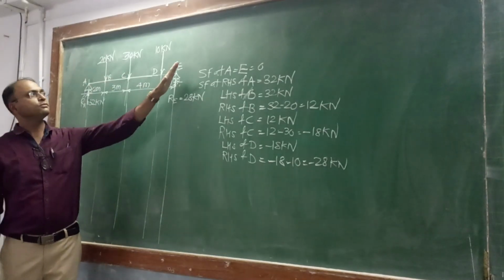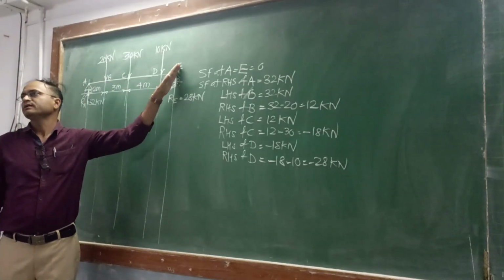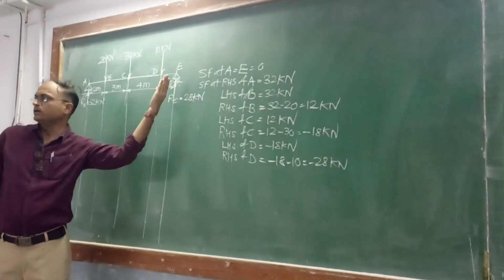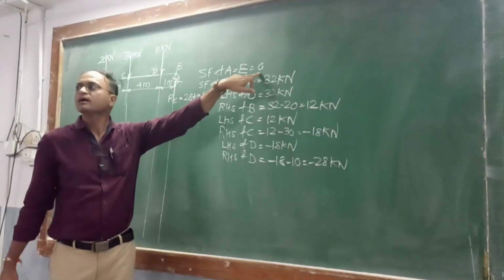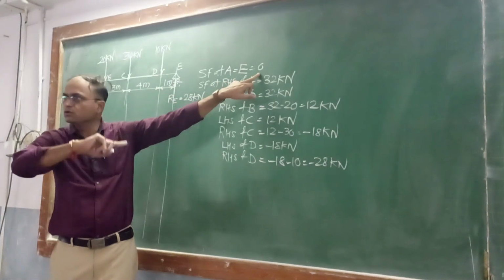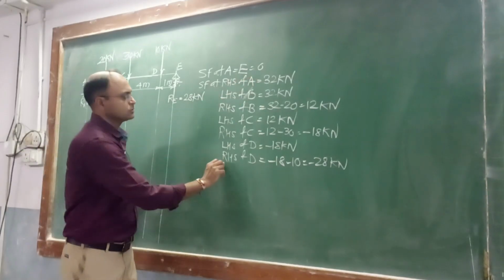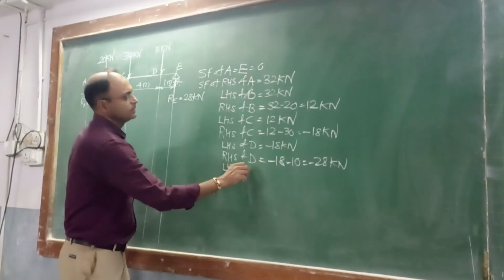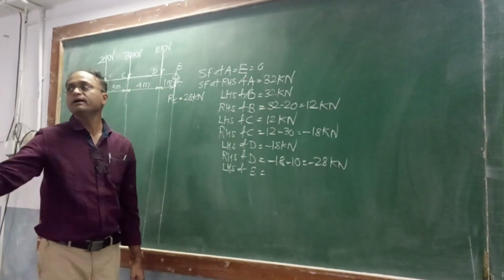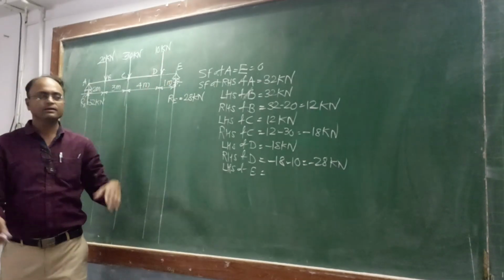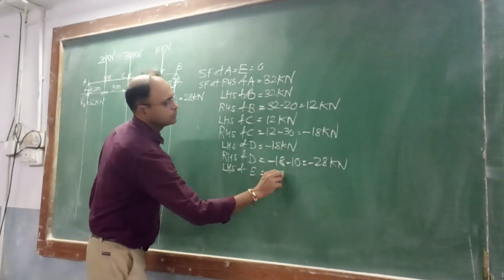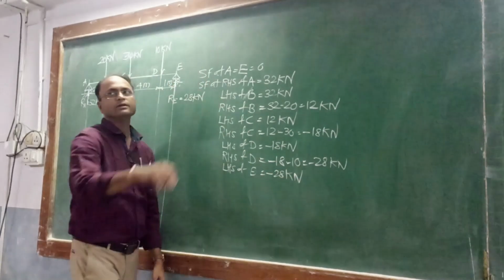Then when you come to point E, again we have to take one value on LHS of E and finally at E. At E what is the value? 0. At E it is already 0, but one value will be on LHS of E. What will be the value? Because there is no force between D and E, the value will be the same, that is minus 28 kilonewton.